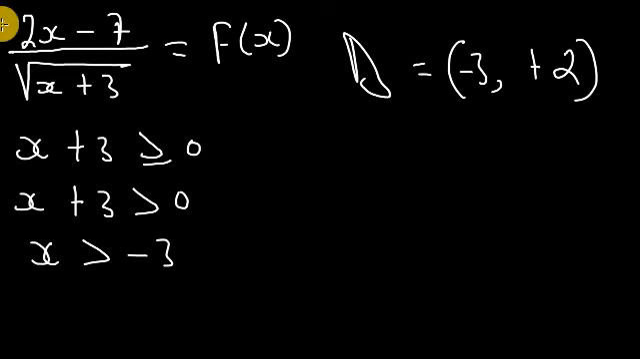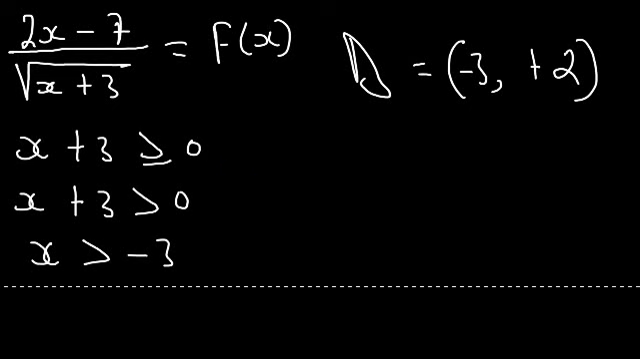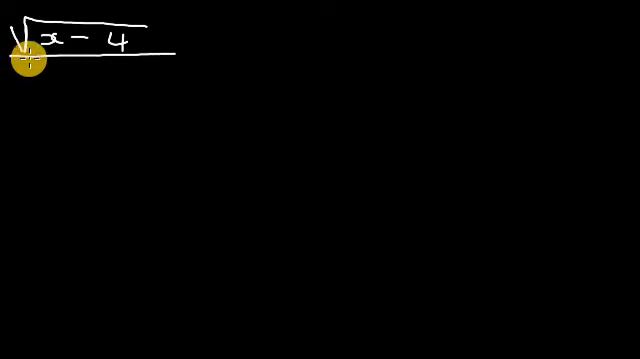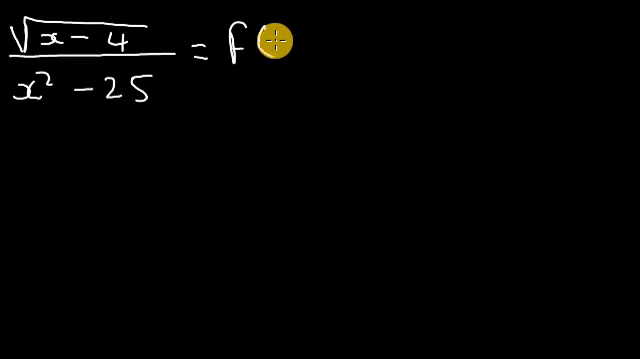So let's move on. Let's consider another one. Let's consider a situation whereby the radical function is at the numerator. So try this one out. Okay, pause the video and figure this question out. So if you have a function that is equal to this, what would you do?